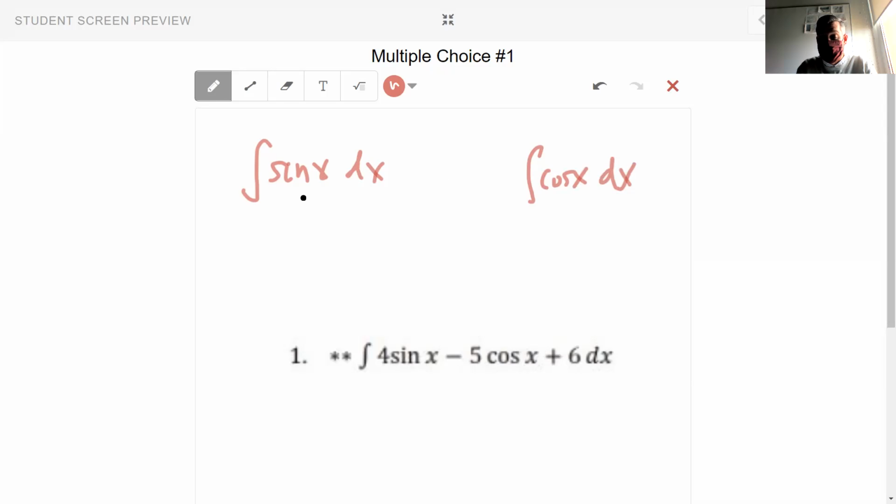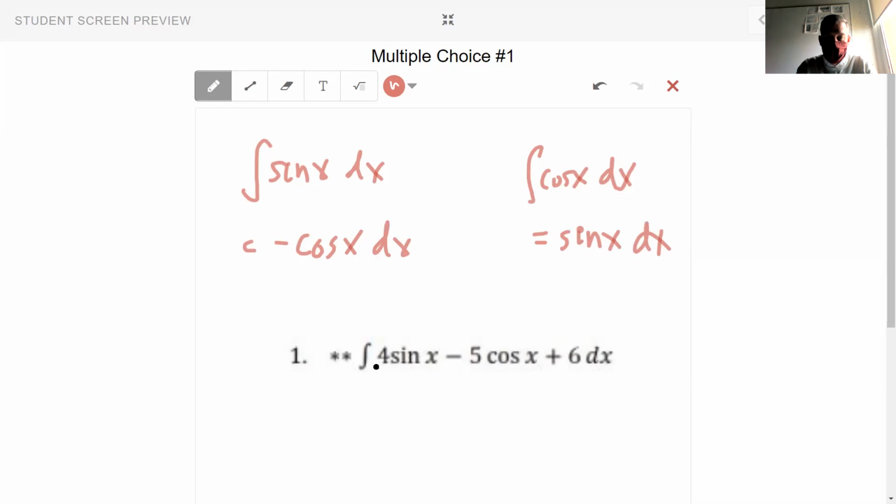Now, the antiderivative of sine would be, let's see, if I take the derivative of cosine, I get negative sine. So the antiderivative of sine will give me negative cosine. And if I take the antiderivative of cosine, I will get just regular sine. So the signs are important there: negative cosine and positive sine.